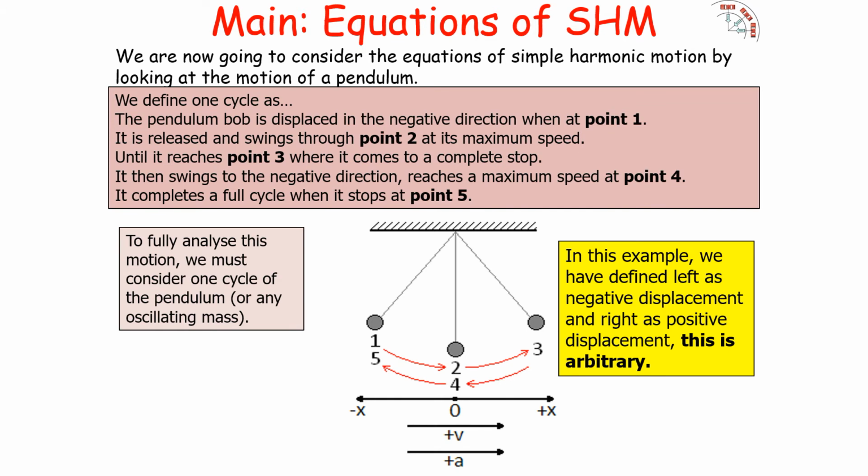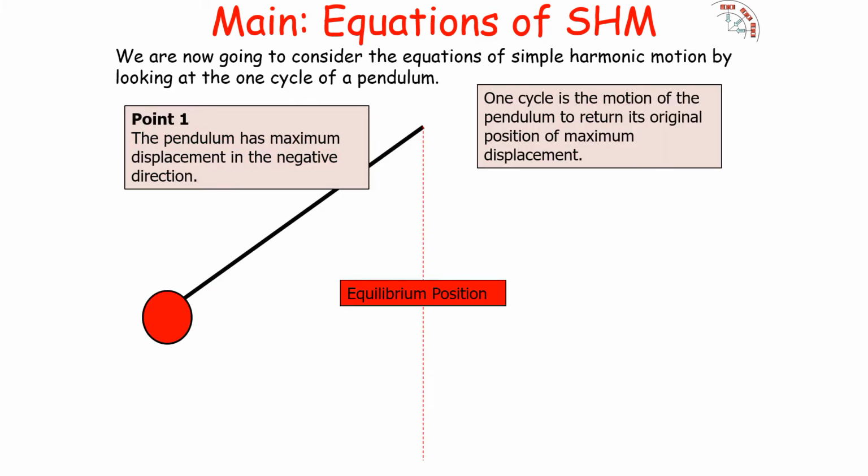We define one cycle as the pendulum bob being displaced in the negative direction at point 1, being released and swinging through point 2 at maximum speed, then it reaches point 3 and comes to a complete stop, then swings in the negative direction to reach a maximum speed at point 4, then completes a full cycle when it stops at point 5. So what has happened?